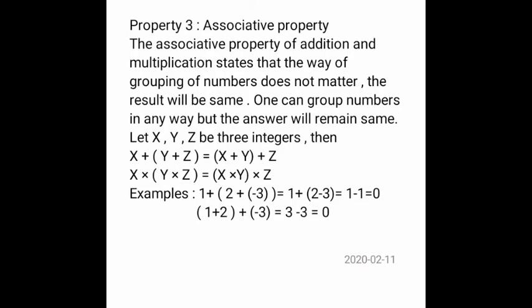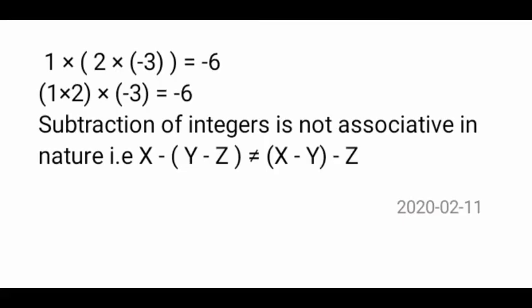Therefore, the result will be the same. It does not matter in which way the numbers are grouped. Therefore, the associative property under addition and multiplication is valid. For example, if we take 1, 2 and minus 3, first we group the numbers 2 and minus 3 and add 1. The answer is 0, and on the right hand side we group 1 and 2, plus minus 3. The answer is equal to 0.